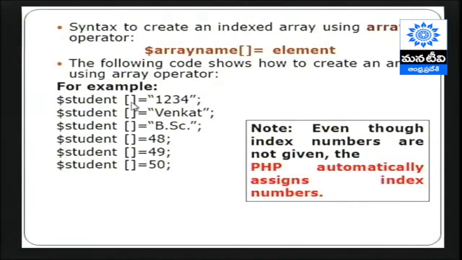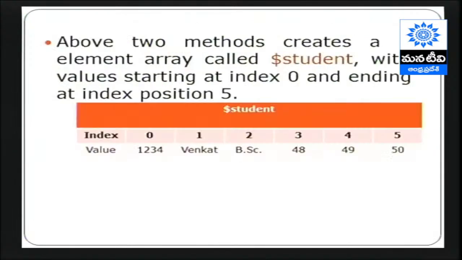So, here the first index will be 0, the second one will be 1, the third one will be 2, and so on. Unlike other programming languages, PHP automatically assigns the index number in the case of a numeric index array. If you consider the above two examples, in both cases an array is created with 6 elements, where the first element is a number, the second and third elements are integers, and the last element has index 5 and the value 50.